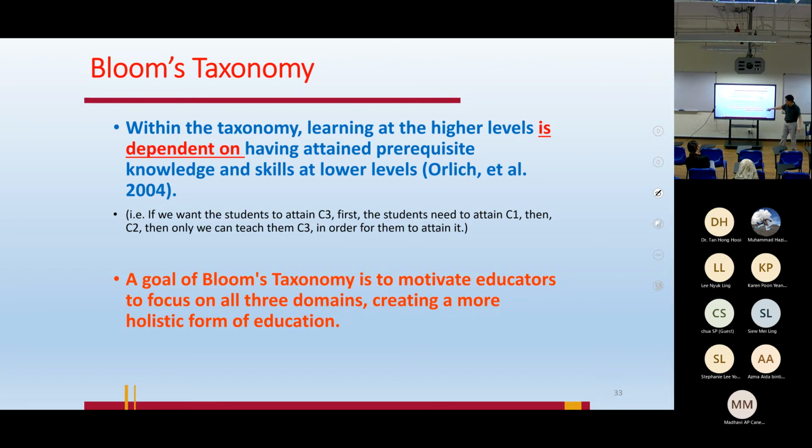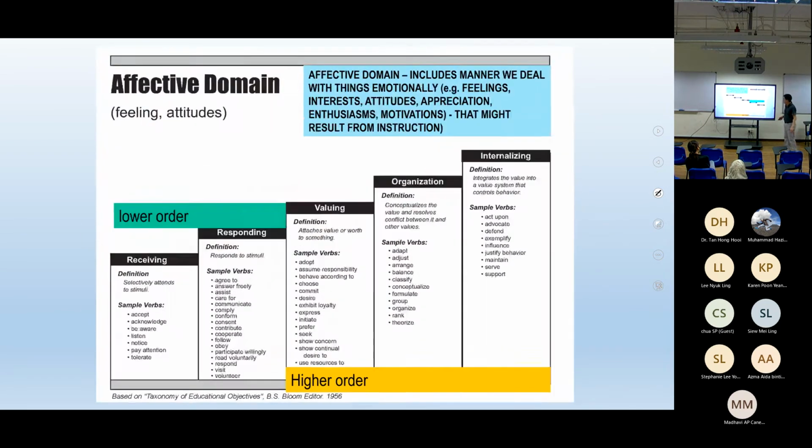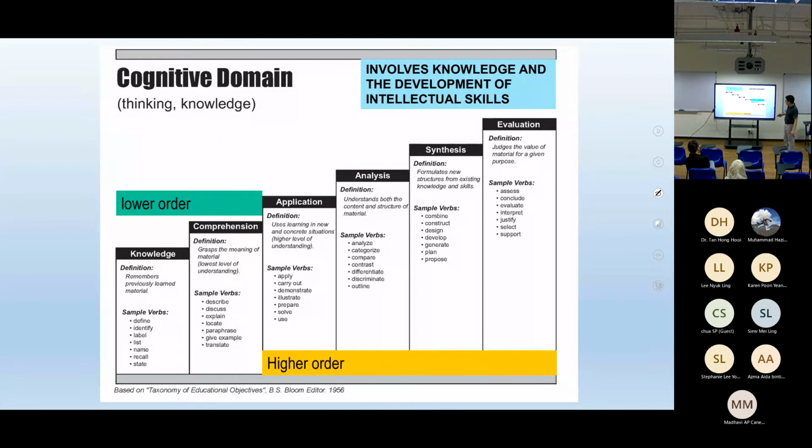Understand that? So, a goal of Bloom's taxonomy is to motivate educators to focus on all 3 domains, creating a more holistic form of education. We create 3 because of holistic. Already the NQF in Malaysia said so, right? We saw the 11. Out of the 11, 6 is affective, 3 is cognitive, 1 is psychomotor, and 1 is in between. So it's clear even in Malaysia's educational standards. So this is how it is, 3 domains: cognitive, psychomotor, affective. This one is straightforward.